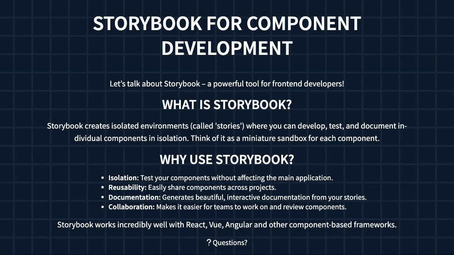Okay, let's dive into Storybook. It's essentially a really cool tool that helps us build and test our individual UI components in complete isolation. Imagine you have a button with Storybook. You can focus just on that button without worrying about the rest of your application messing it up. It's fantastic for ensuring things work as expected, making them super reusable across different projects, and even generates beautiful documentation to help explain how they should be used. It really streamlines collaboration too.